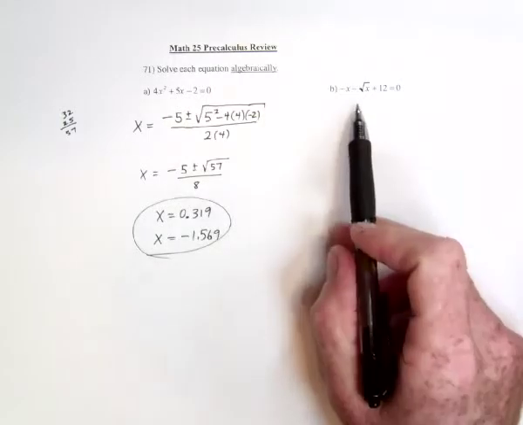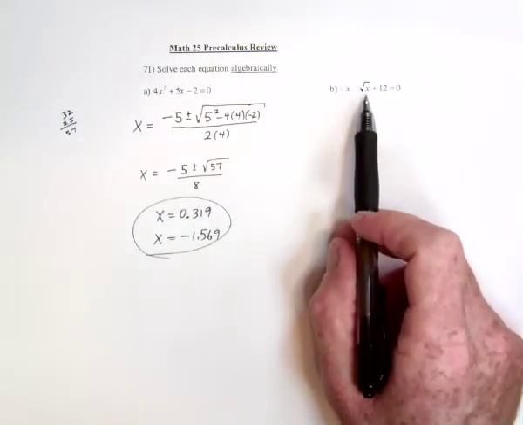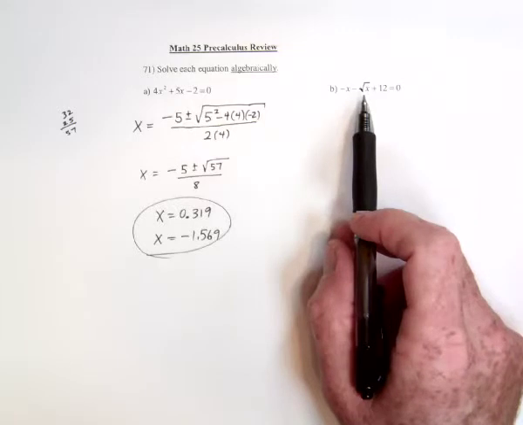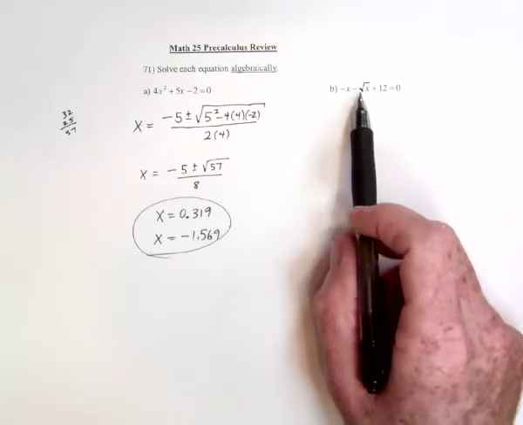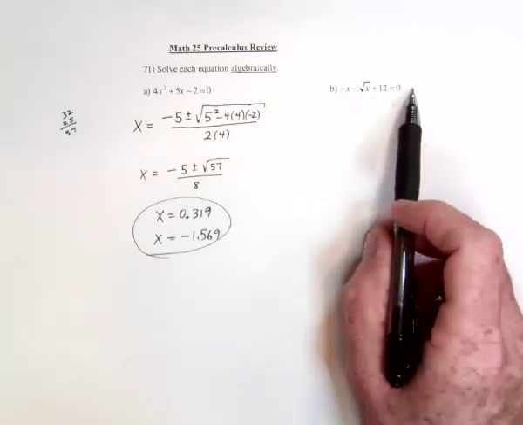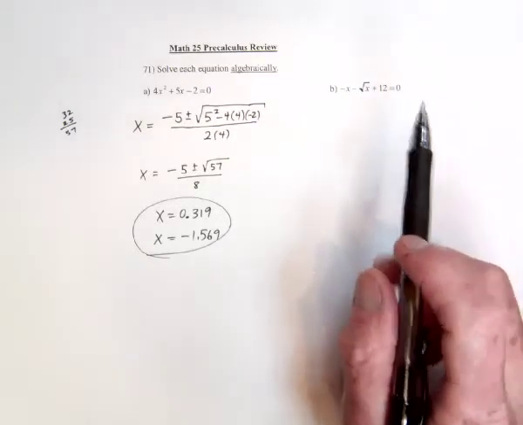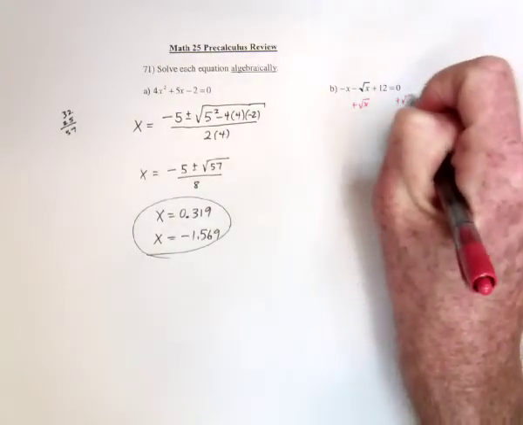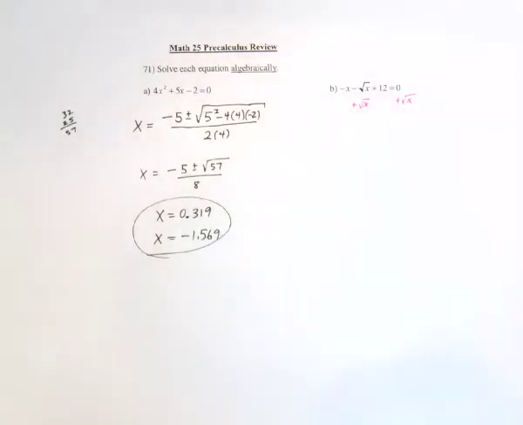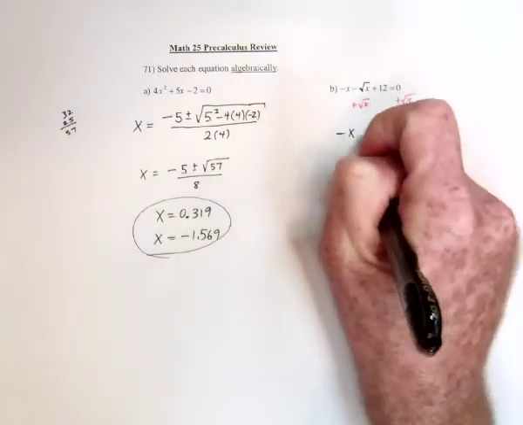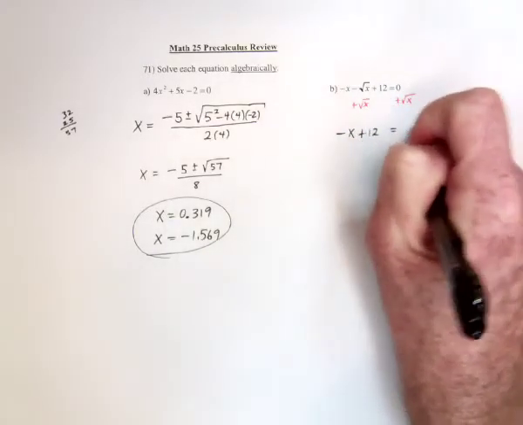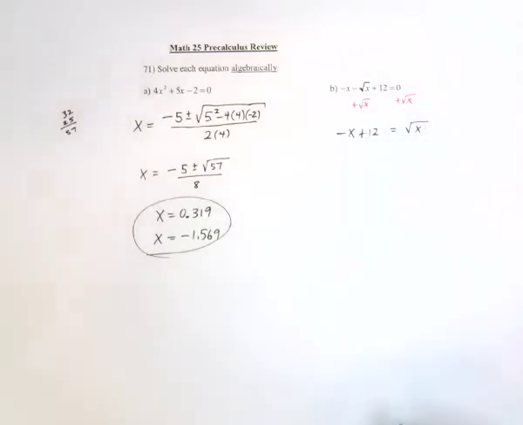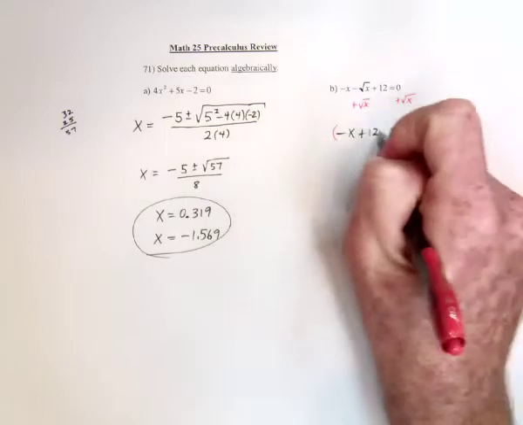Now for this second one over here, we're going to be squaring both sides in order to get rid of the radical, but you need to isolate the radical first. So what I'm going to do is move it to the right-hand side, or in other words, add the square root of x to both sides. So it's going to equal a positive square root of x, then square both sides.